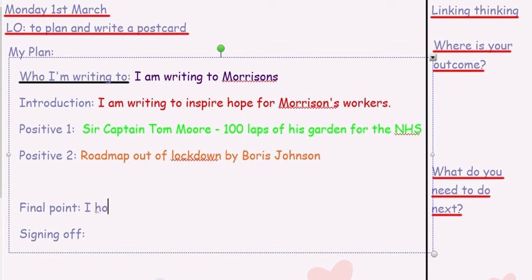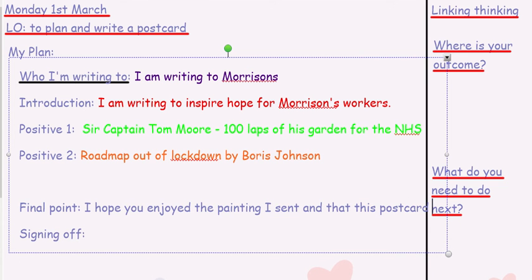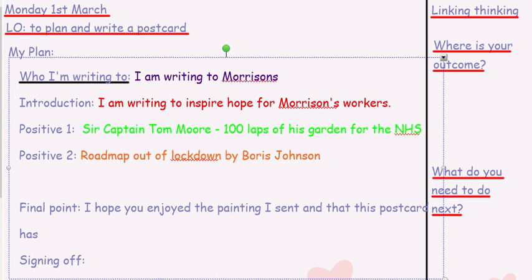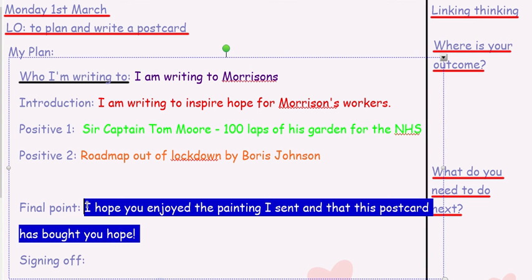I hope you enjoyed the painting I sent, and that this postcard has brought you hope. Okay, so that's a very short version of what I'm going to say.